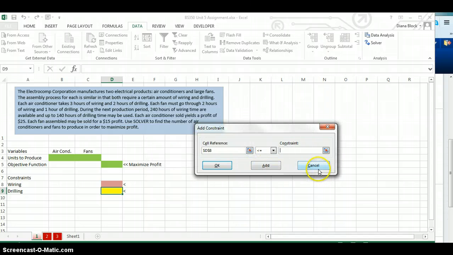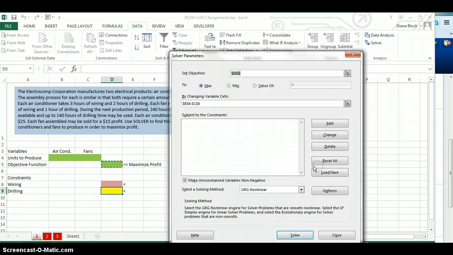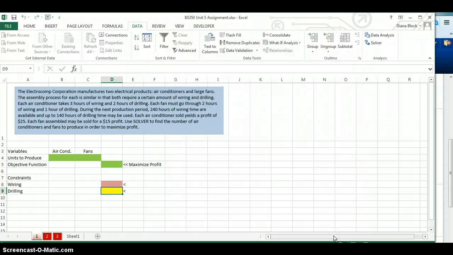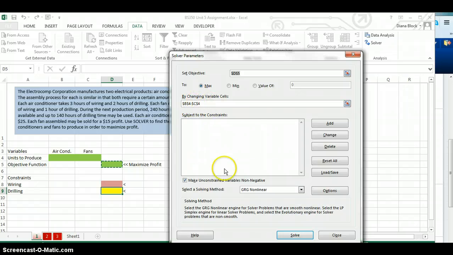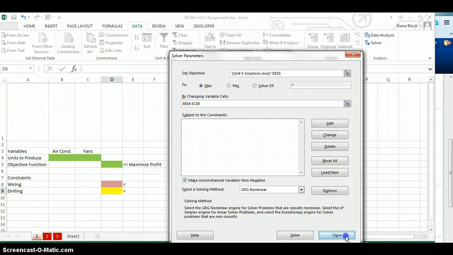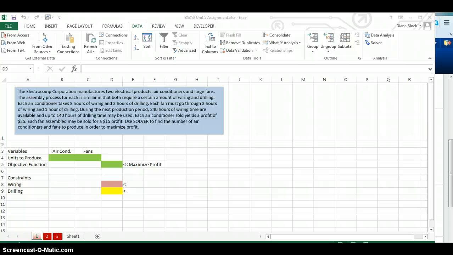It's not going to let me do it because I'm not actually entering the constraint. But just make sure after you enter the first constraint, you turn around and add the second constraint, because remember there's two: wiring and drilling. And all of this is demonstrated in your textbook as well, the step-by-step of how to use Solver. I'm just going through it here as well. So once you complete that, all of this information is filled out in Solver. Then you'll click Solve, and Solver will tell you how many of each product you should create in order to maximize your profit.